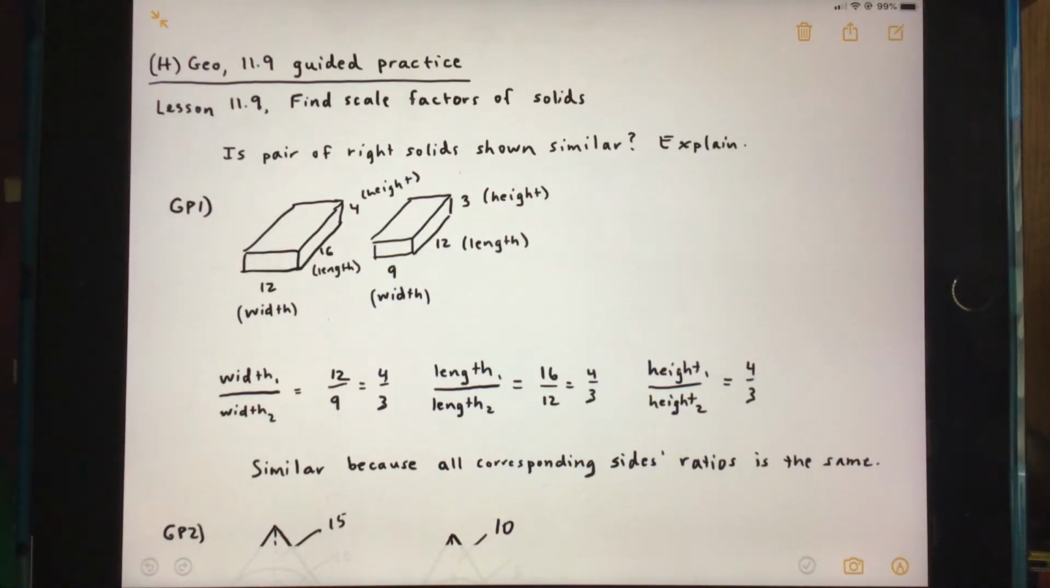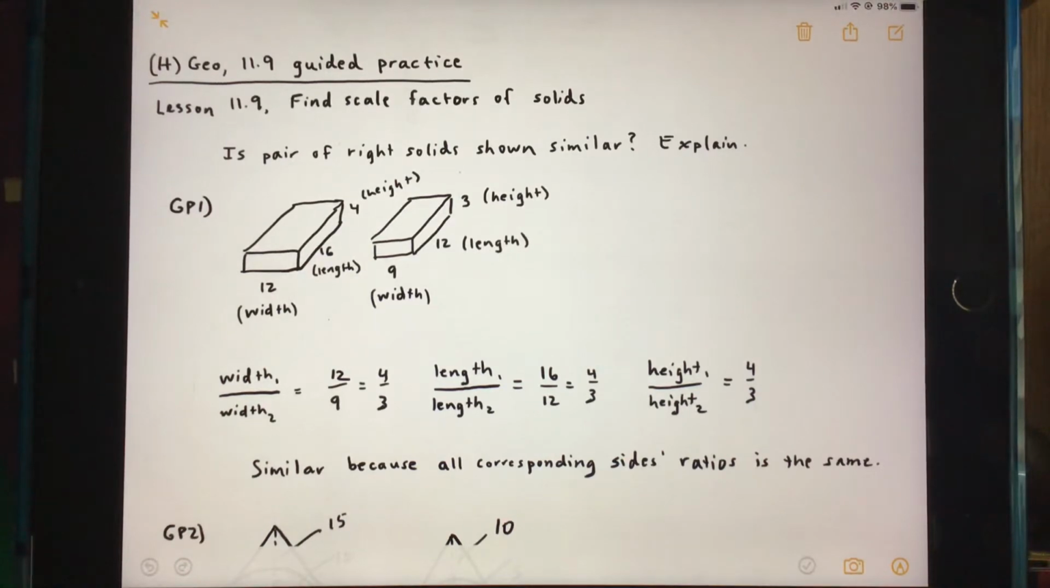All right, geometry class, let's go over our last lesson in this chapter. And this will be lesson 11.9, guided practice, where we're going to find scale factors of solids. We are familiar already with finding scale factors of two-dimensional figures. We're now going to extend that to three-dimensional figures.